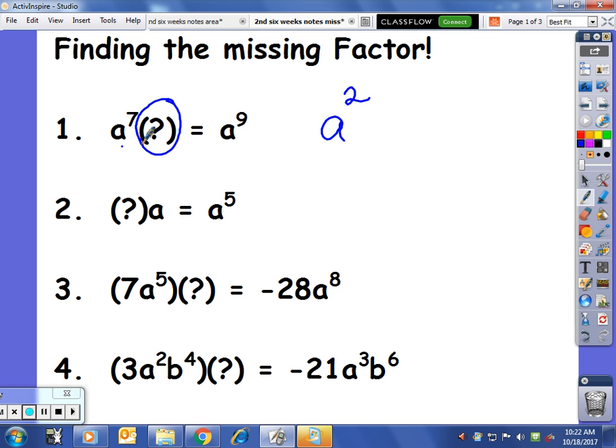All right, blank or question mark times a equals a to the 5th.